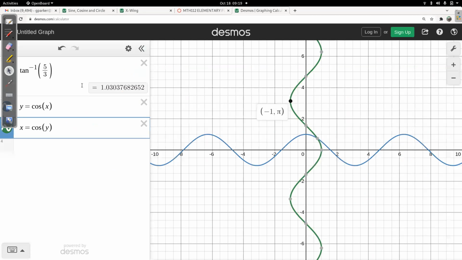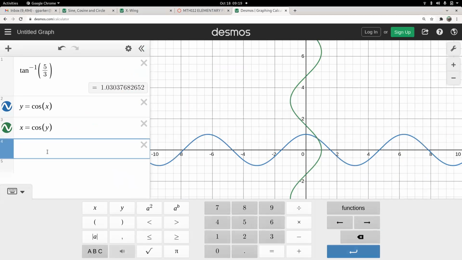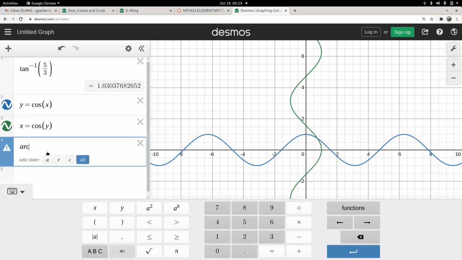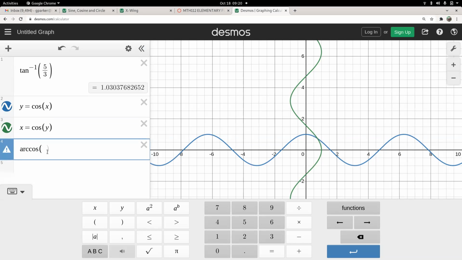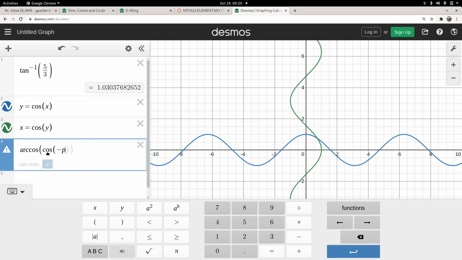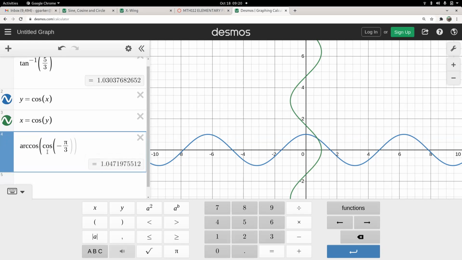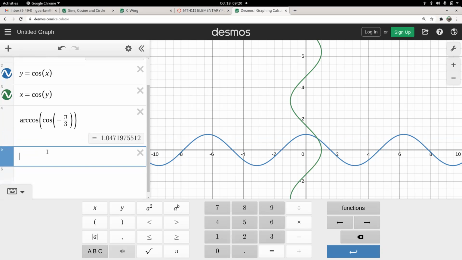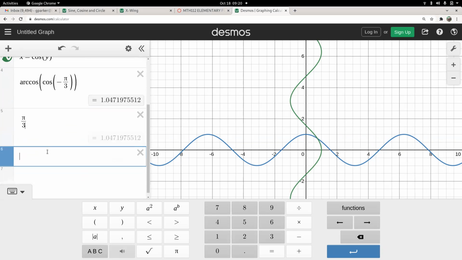So let's check that out in the calculator. We can either use arc cosine or cosine inverse of the cosine of, I started with negative pi over 3, and what I should get for an answer is the value of pi over 3. So we can enter pi over 3 to make sure that matches. And so I can see there's the same value.